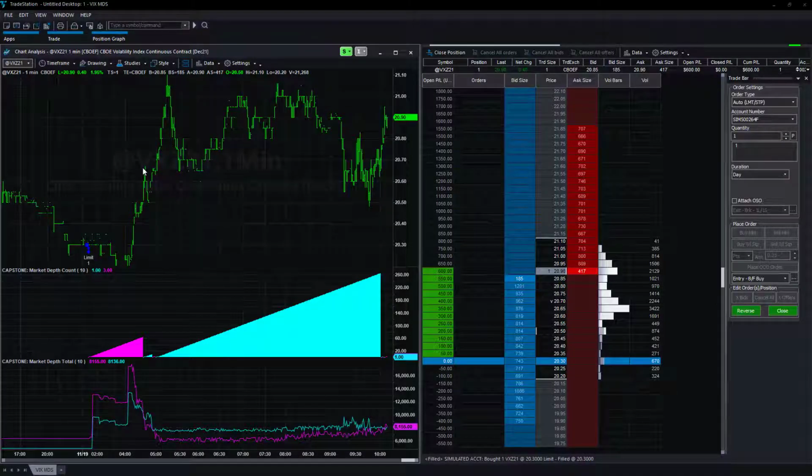These are the VIX futures. This is not the cash VIX. The cash VIX symbol is $VIX.X. You can actually trade the VIX. So I'm looking at a VIX futures setup here.